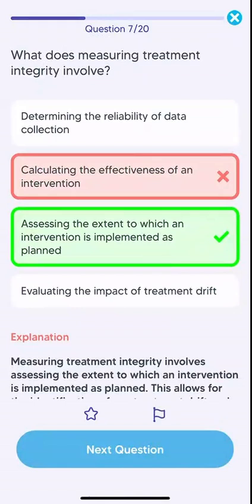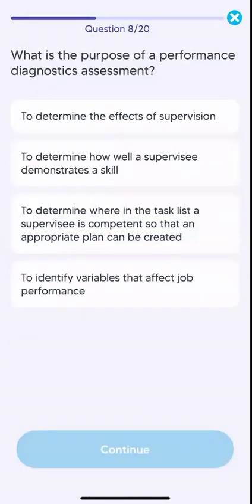Assessing the extent to which an intervention is implemented. Measuring the treatment integrity is what? No, I'm reading. Okay.